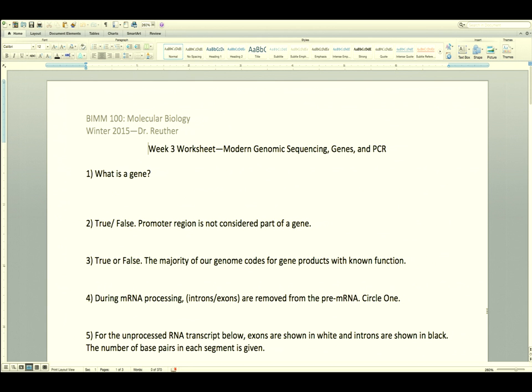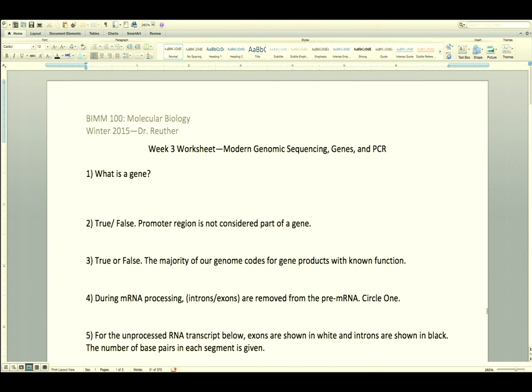All right, true or false? The promoter region is not considered part of a gene. I don't think we covered that yet, so never mind about that. Okay. True or false? The majority of our genome codes for gene products with known function. False. I think only about 1.5% of the total genome codes for gene products that actually matter. Definitely know that number, 1.5% produces gene products.